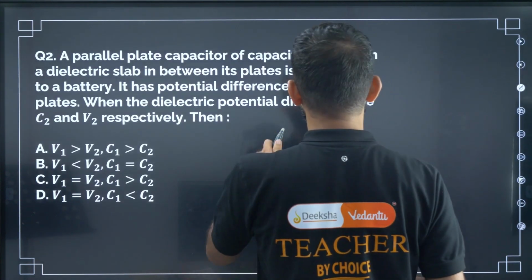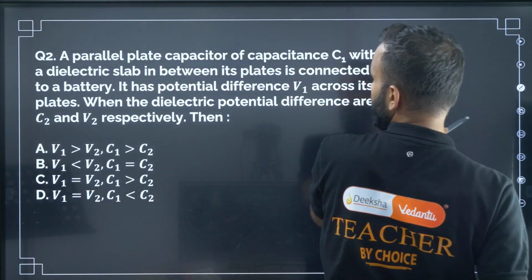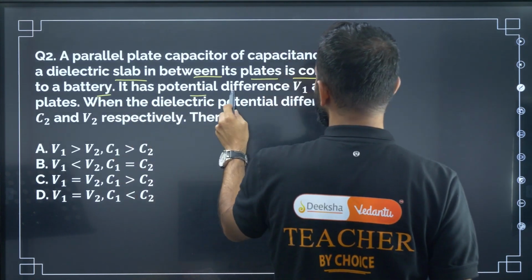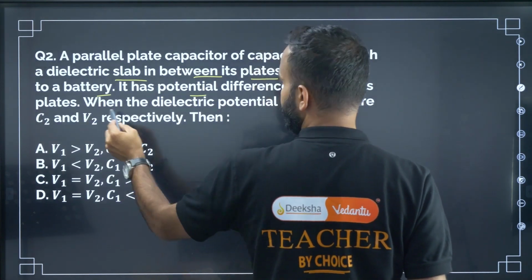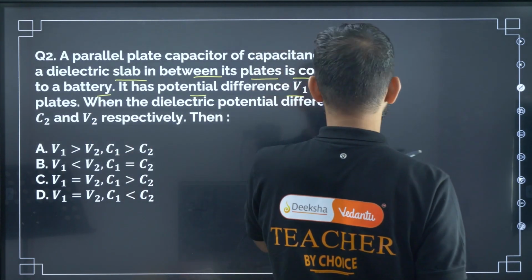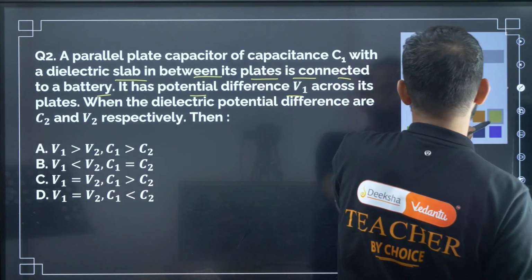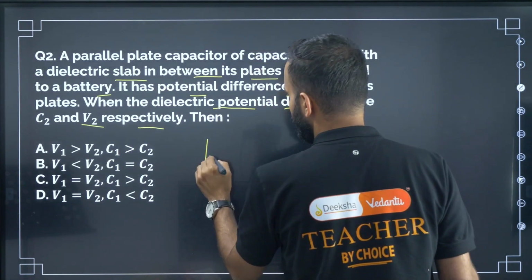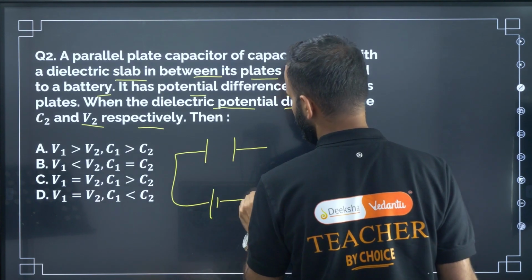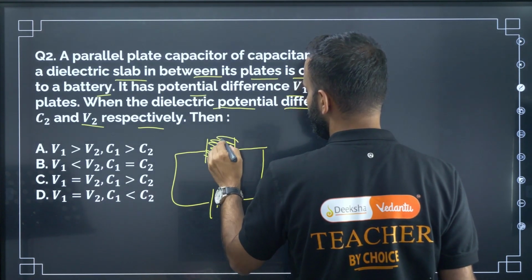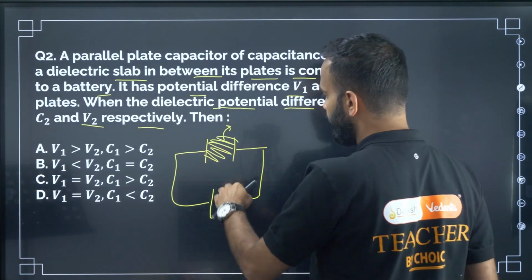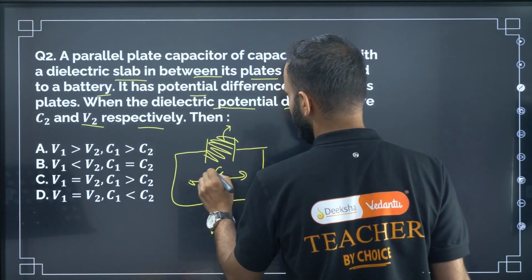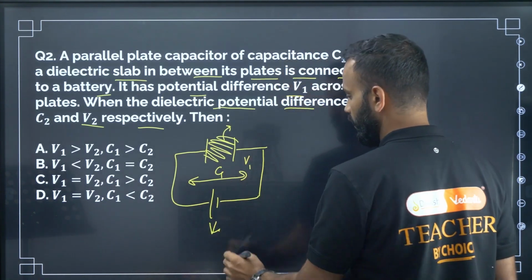A parallel plate capacitor of capacitance C1 with a dielectric slab in between its plates is connected to a battery. It has potential difference V1 across its plates. When the dielectric is removed, the capacitance and potential difference are C2 and V2 respectively. Here the dielectric is inserted in this parallel plate capacitor, the capacitance is C1 and the potential difference is V1.